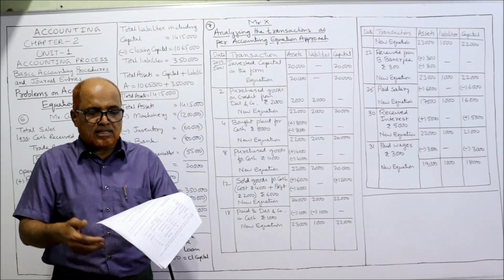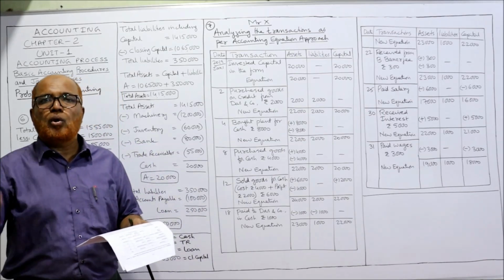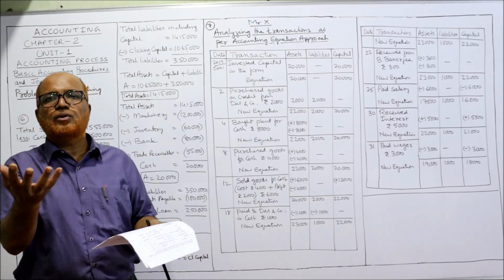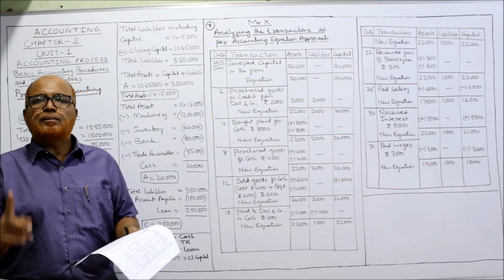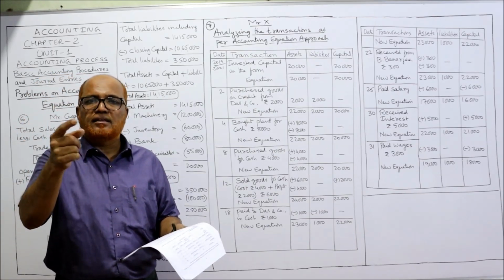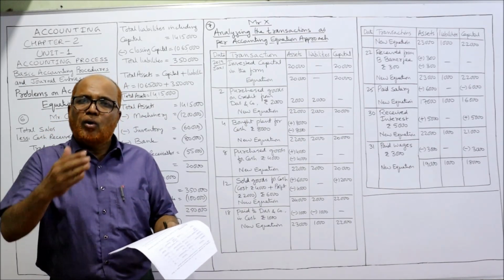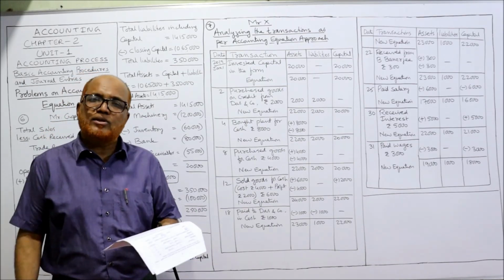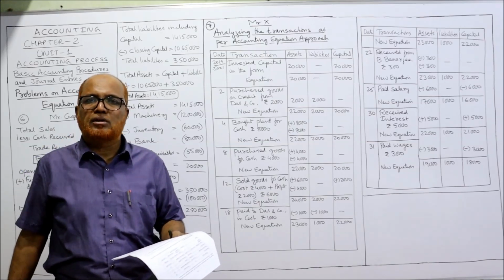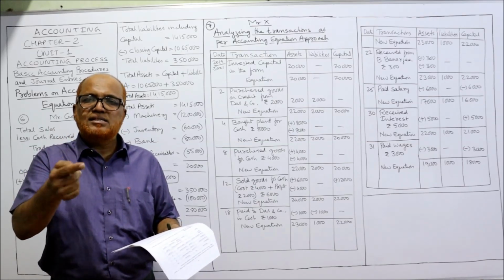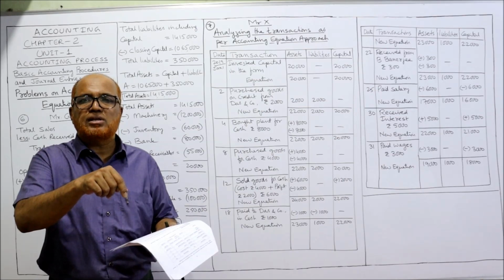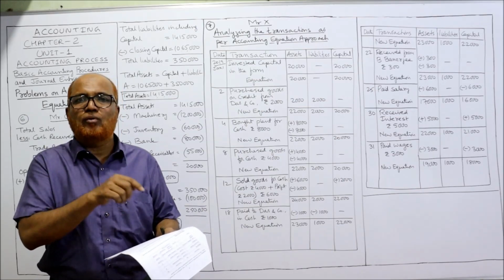How much? 6,000. But goods are going out. What is the cost of the goods? 4,000. That means one asset is increasing, that is cash is coming in 6,000. So plus 6,000. Goods are going out. How much goods are going out? 4,000. So our asset is increasing by 6,000 and decreasing by 4,000.